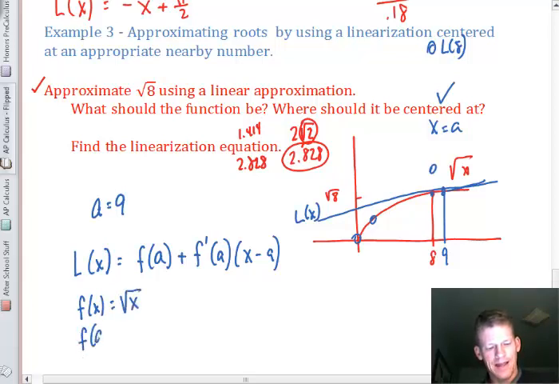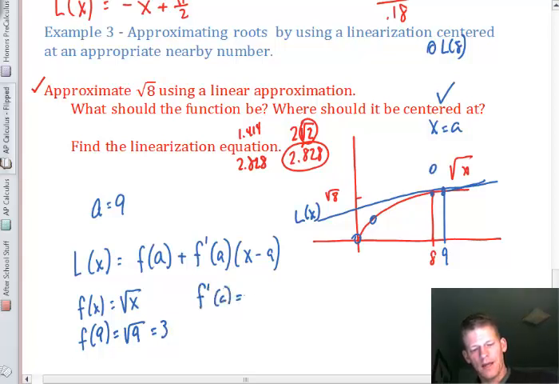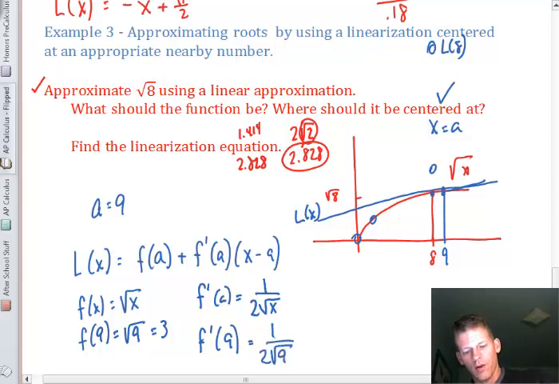f of a, well, a is equal to 9, so f of 9 is equal to the square root of 9, which is equal to 3. f prime of a is 1 over 2 root x. Now that's only because we've done these shortcuts 100 times, and you know what the derivative of the square root of x is. So then f prime at 9 is equal to 1 over 2 root 9, which would be 1 over 6.